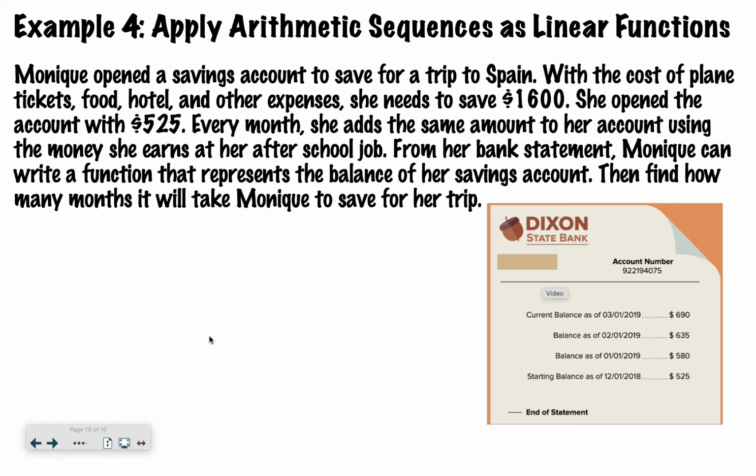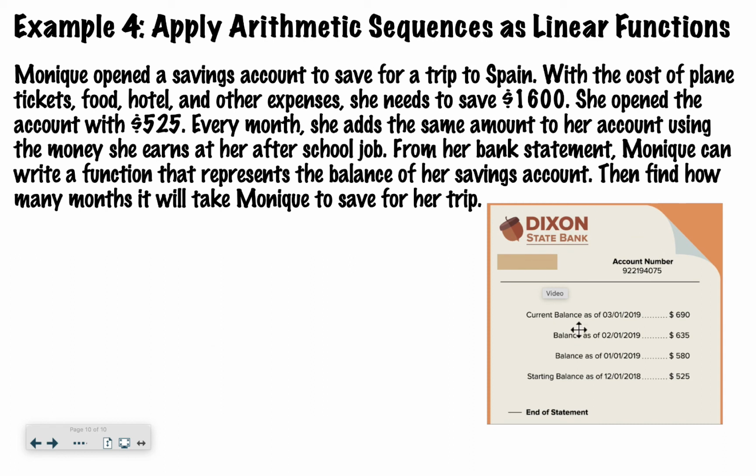All right, let's take a look at our last example for today. We have Monique opened a savings account to save for a trip to Spain. With the cost of plane tickets, food, hotel, and other expenses, she needs to save $1,600. She opened the account with $525, and every month she adds the same amount to her account using the money she earns at her after-school job. From her bank statement, Monique can write a function that represents the balance of her savings account. Then find how many months it will take Monique to save for her trip.